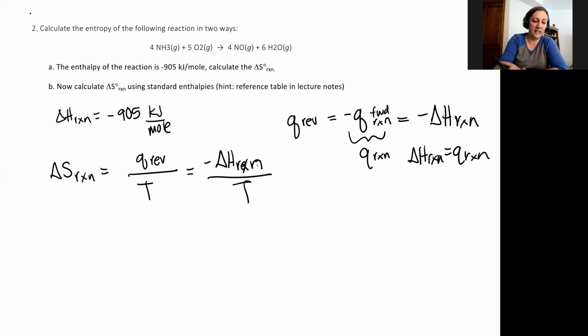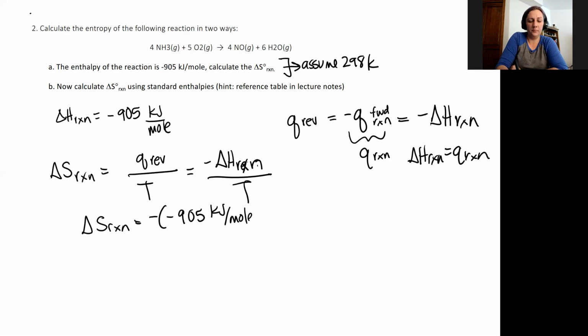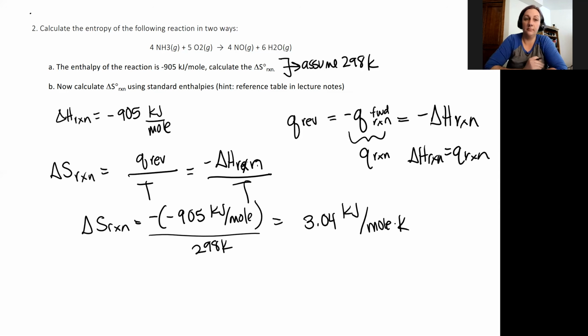So we are looking at plugging in our value that's given, and we know our temperature as well. I believe on this one, and sorry, it's not on here, let's assume 298 Kelvin. So assuming that we're at room temperature, we will calculate the change in entropy for the reaction to be the negative of negative 905 kilojoules per mole divided by my temperature of 298 Kelvin. And that's going to give me a value of 3.04 kilojoules per mole Kelvin. All right, so that's one way.